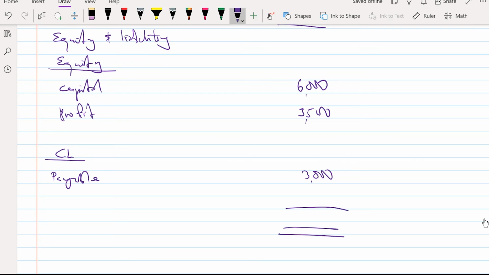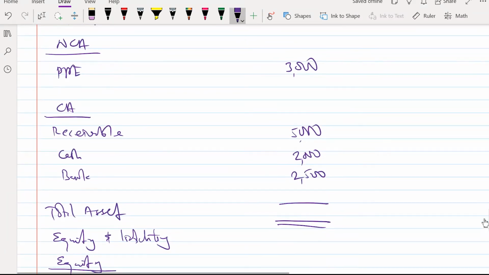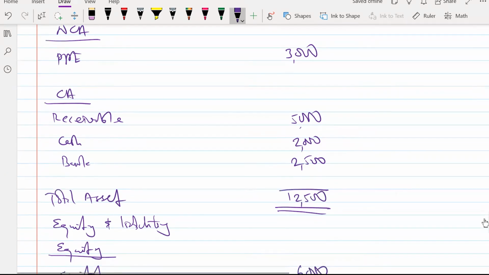Okay, so we can do the summation. This is 9,500. 9,500 plus this will give us 12,500. So let's confirm accuracy here. This plus this is 8,000. 8,000 plus 4,500 is 12,500. Okay, so that's the trial balance.